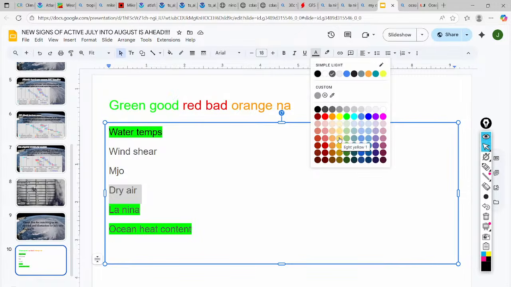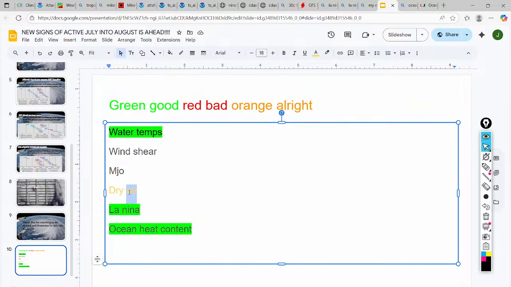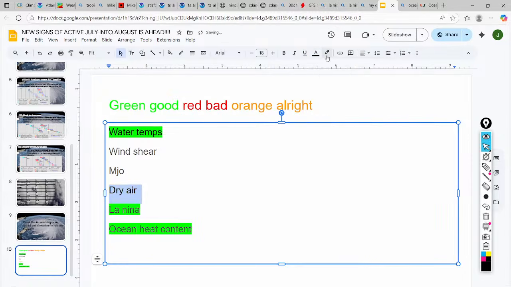I'm going to change this. All right. So in the orange here, where we just circled, we're going to put orange. Basically, what orange is, all right, it's not the most favorable atmosphere with the dry air department, but it's not bad. It's workable.